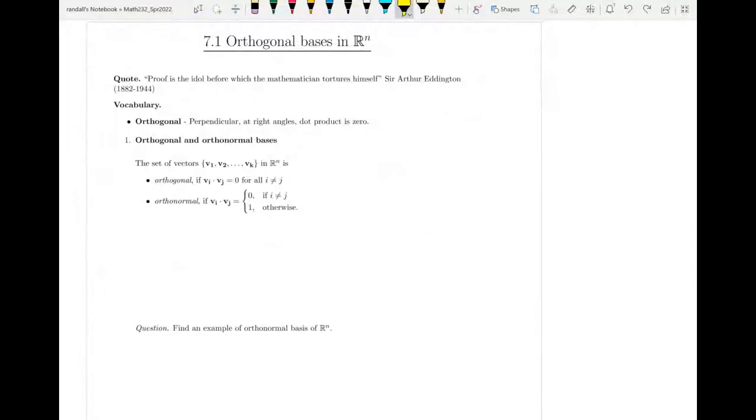So the notions we're going to introduce here are orthogonality, which we know is perpendicularity, and orthonormal bases, orthogonal and orthonormal bases. So two types of bases that are going to be very useful for us in our subsequent studies. So first of all, orthogonal: a set of vectors is orthogonal if their inner products are zero. Okay, so they're zero for i not equal to j. So they're pairwise orthogonal.